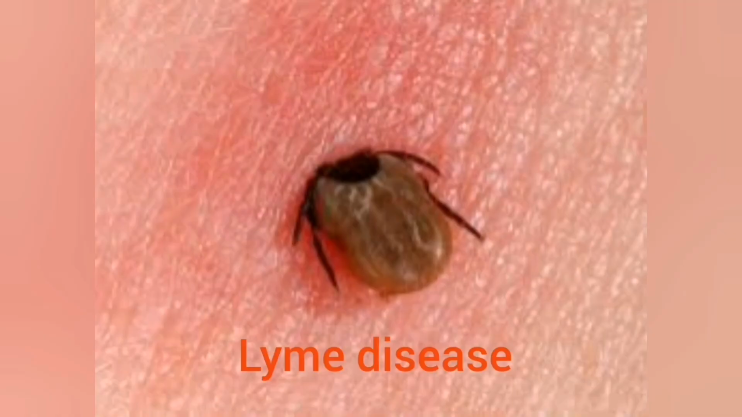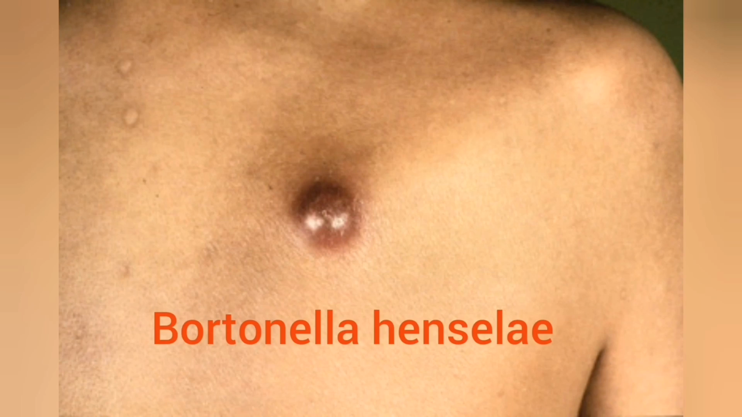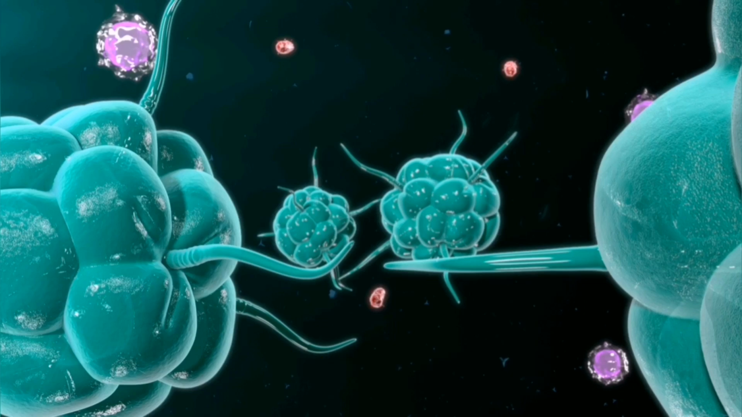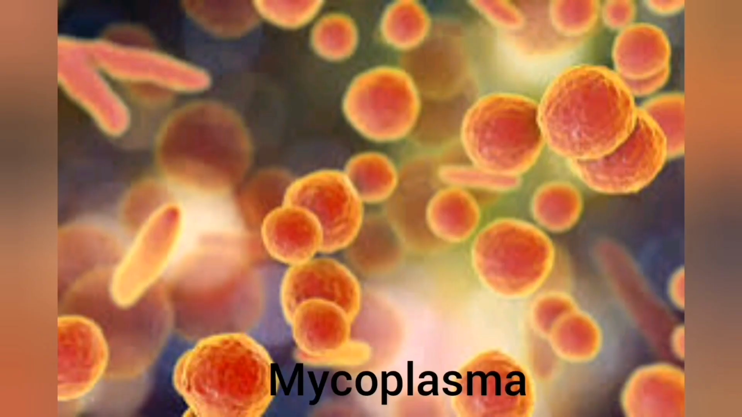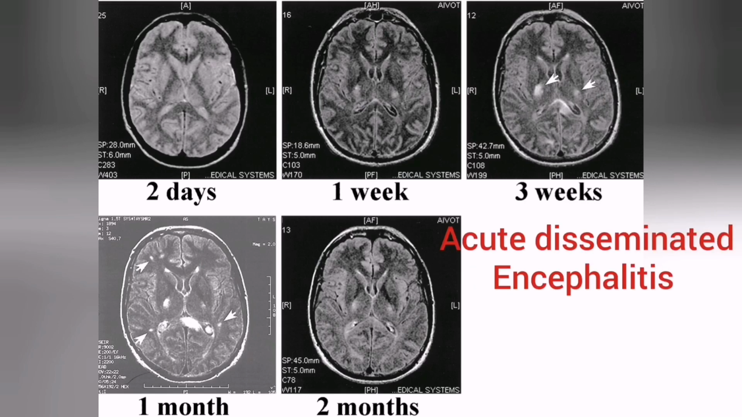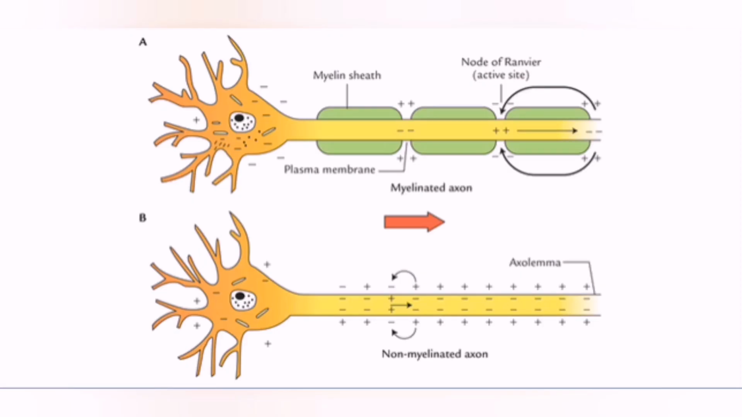Lyme disease or Bartonella henselae may also cause encephalitis. Other bacterial pathogens like mycoplasma and those causing rickettsial disease cause inflammation of the meninges and consequently encephalitis. Non-infectious causes include acute disseminated encephalomyelitis, which is demyelinating.